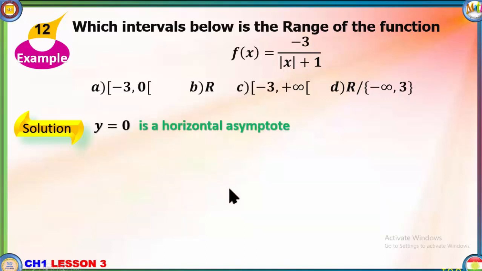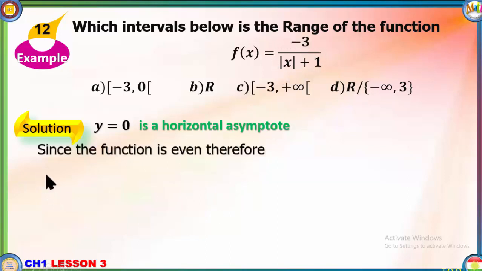Because this function is an even function, find f(0), which equals -3 over the absolute value of 0 plus 1, which equals -3. Then the range is from -3 to 0, where 0 does not belong to the range.